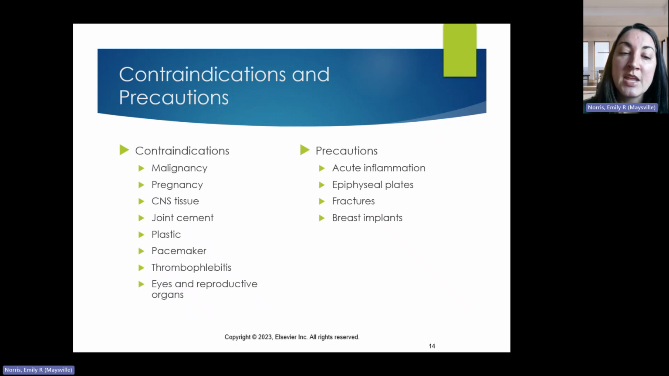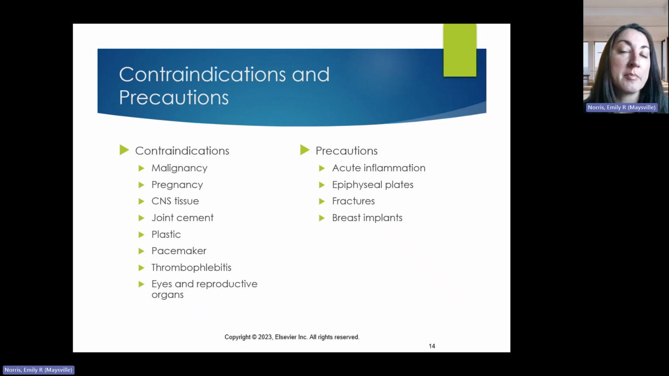It could damage it. With thrombophlebitis, that is a blood clot that's causing swelling in an area. You don't want to ultrasound over a blood clot because it could make the blood clot break up or get smaller, and then it could travel and cause more damage somewhere else. We don't do ultrasounds over eyes or reproductive organs. And then our precautions are just acute inflammation.